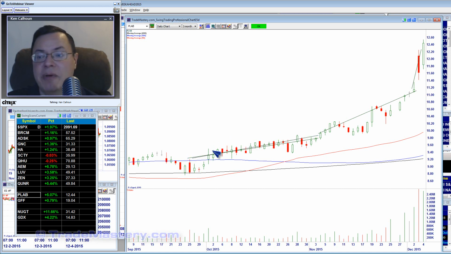Anyway, PLAB went from 10 to 12.5, so a nice acceleration ramp. I do heavy share size because of the strength. It could keep running to 15. We don't know.